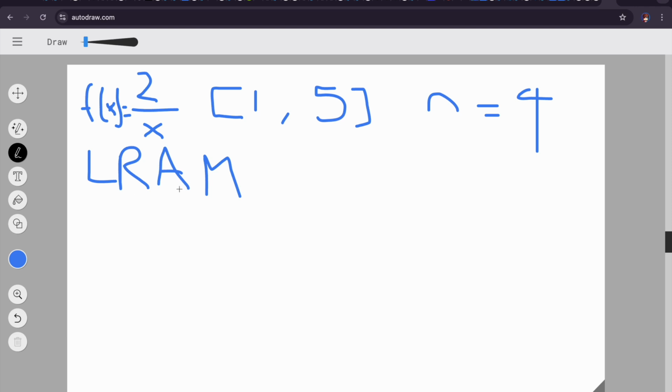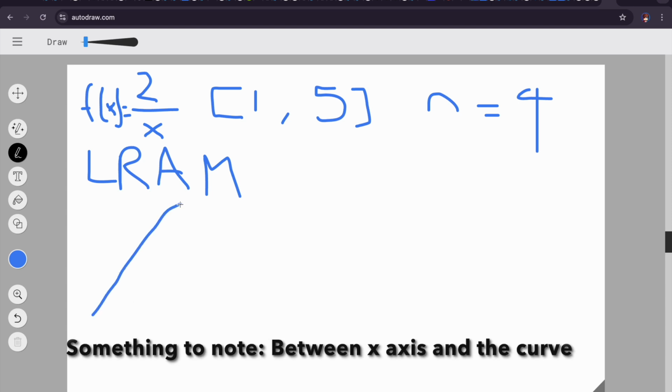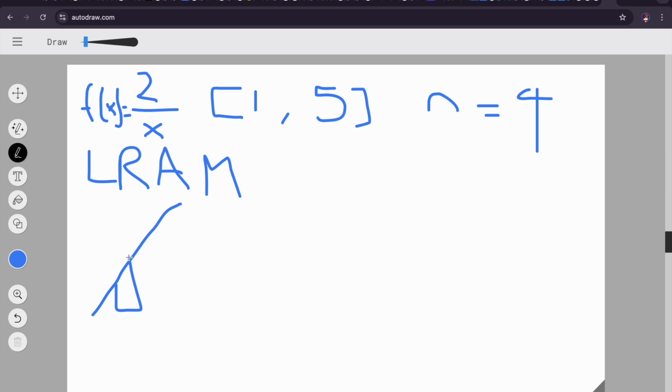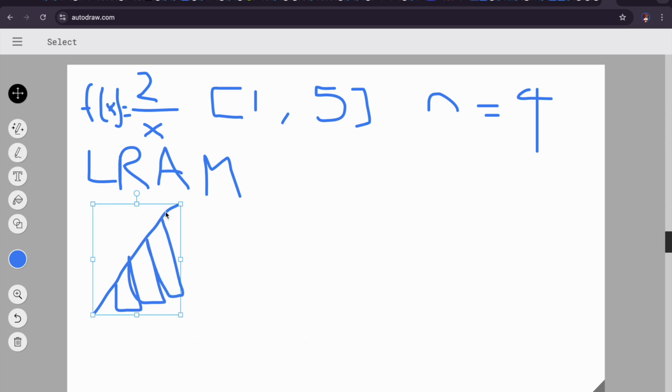So, basically, we are trying to estimate the area under a curve here using rectangles. And the more rectangles we use, the more accurate it's going to be. Say we have this curve 2 over x. I don't know exactly what it looks like. We need to estimate the area between 1 and 5 with 4 rectangles.